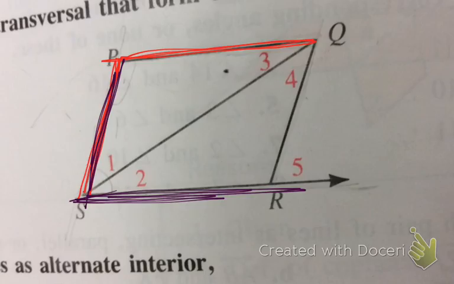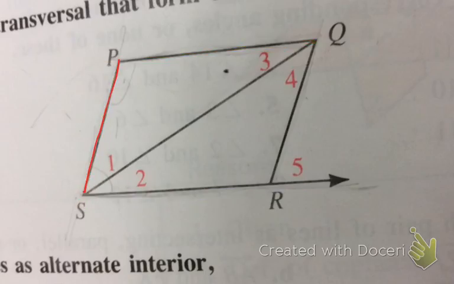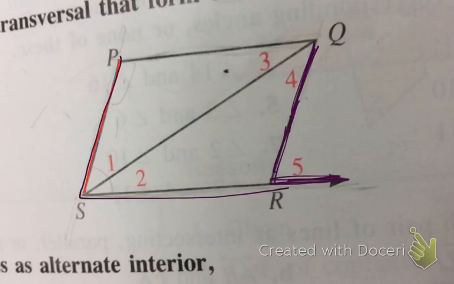So I said angle 5. Let me erase this. I said angle 5. Let's color it in purple. I already forgot the other angle. I was trying to do PSR. So I'm looking at this angle and this angle. That is definitely corresponding. Awesome job.